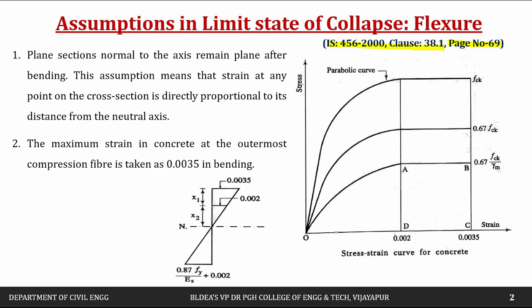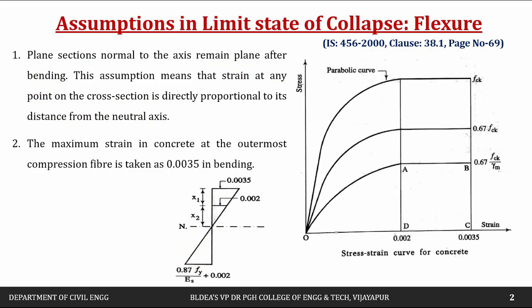First assumption is that plane sections normal to the axis remain plane after bending. That means the strain profile we are going to get will be a straight line. It is going to vary linearly. That means strain at any point on the cross section is directly proportional to its distance from the neutral axis, so it varies linearly across the cross section.